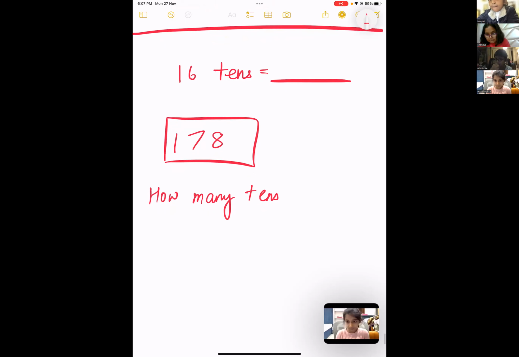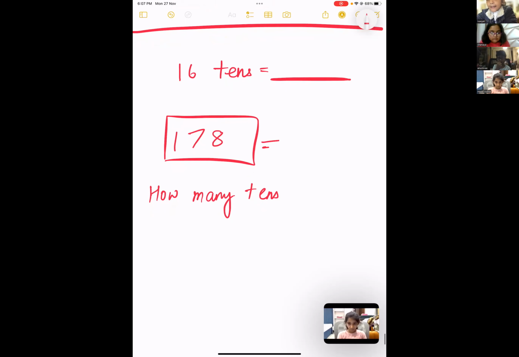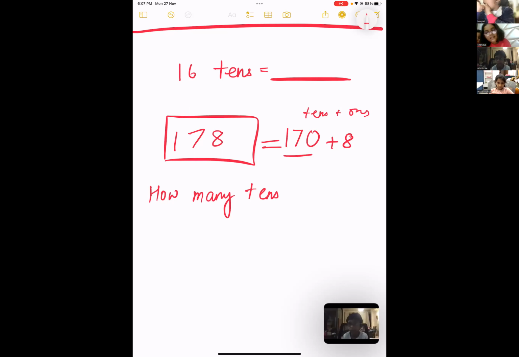It is actually 17 tens, because if I write it in the expanded form, 178, I have to express it in the form of tens and ones. So it becomes 170 plus 8. Am I right? Can I write 178 as 170 plus 8? Any doubt there? Explain the concept of 100 to them. This is too confusing then.